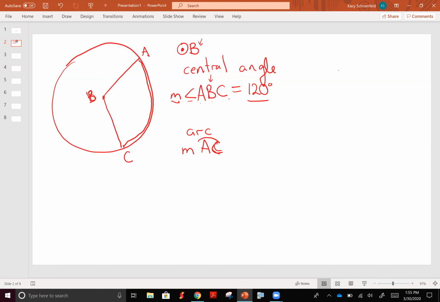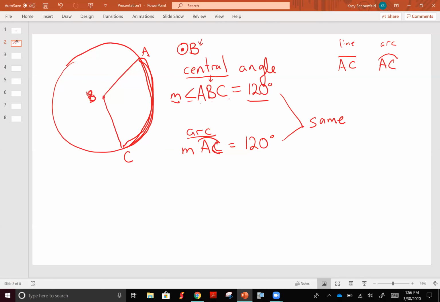Remember how sometimes we would have line AC and it'd have a flat line? So that would be for a line. For an arc, it's going to be a curvy line over AC. So I would say the measure of arc AC is also equal to 120 degrees. So this piece out here is 120 degrees. The measure of the central angle and the measure of the arc are the same.